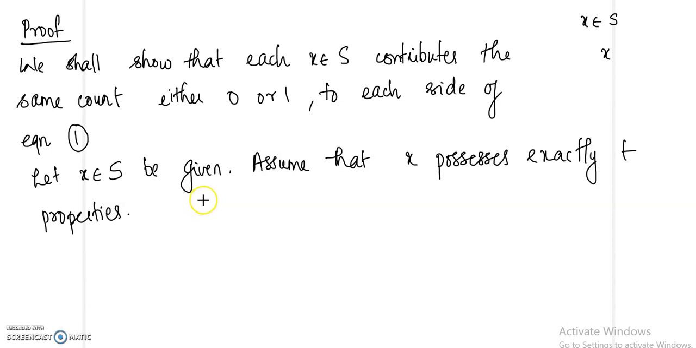Now here for a given m, we will have 3 cases. t can be less than m, t can be equal to m, and t can be greater than m. So in these 3 cases we will look at whether the equality holds. Okay, so let us consider case 1. Case 1 is when t is less than m, so t is strictly less than m.